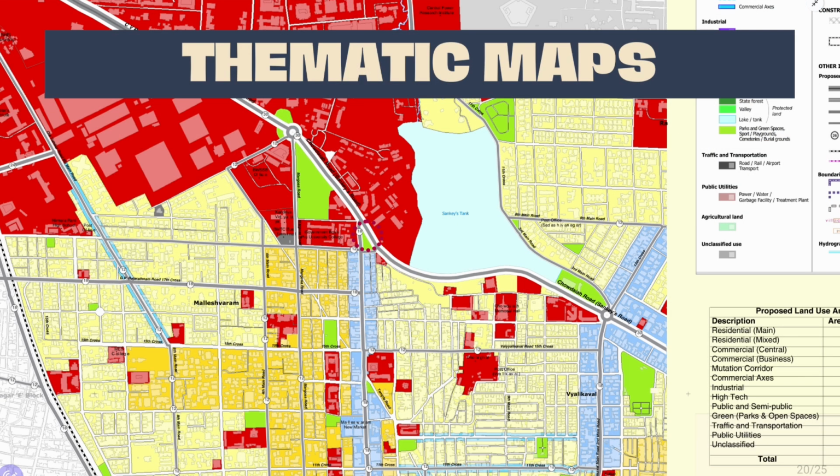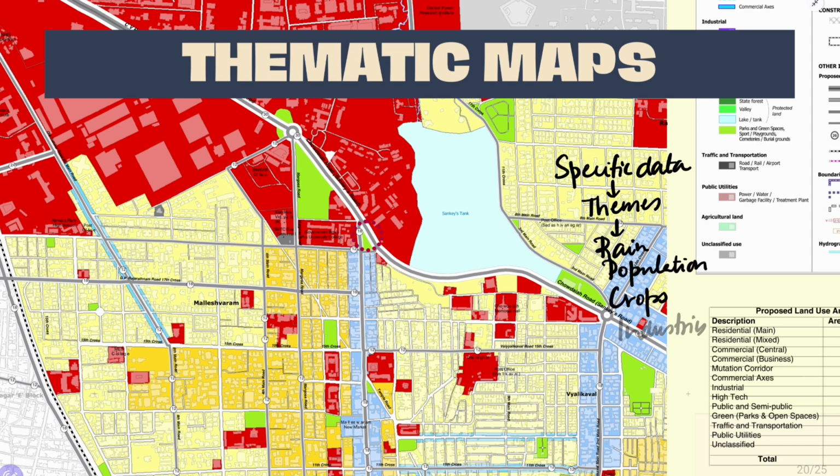Then we have thematic maps. Thematic maps are maps that represent specific data on themes such as rainfall, population, crops, industries, land use, etc. For example, in this map, we can see the land use of a locality in the city of Bengaluru. Here, residential areas are in yellow, commercial areas are in blue, and public and semi-public areas are in red.